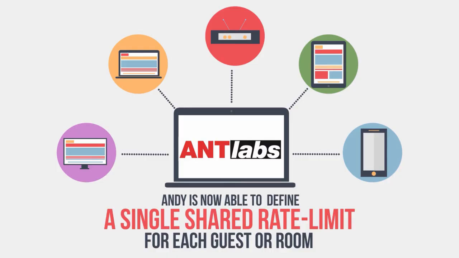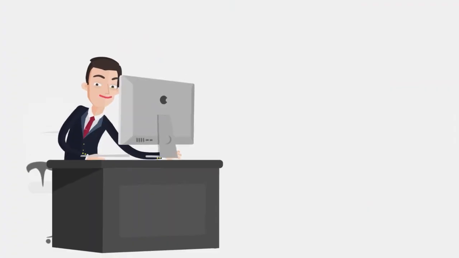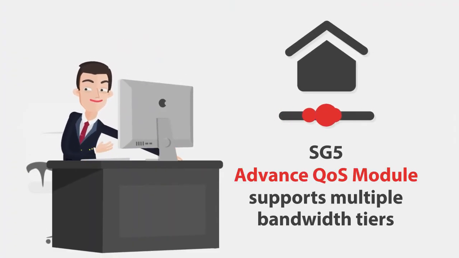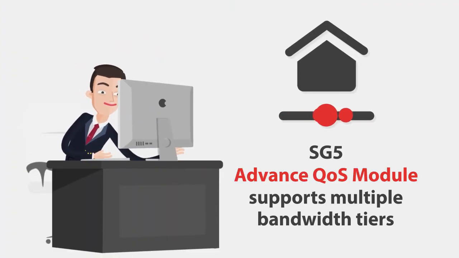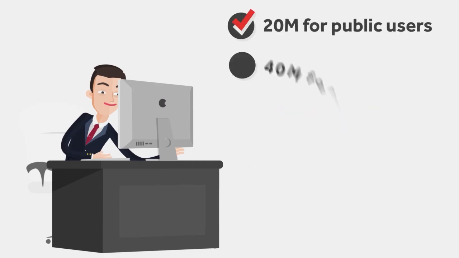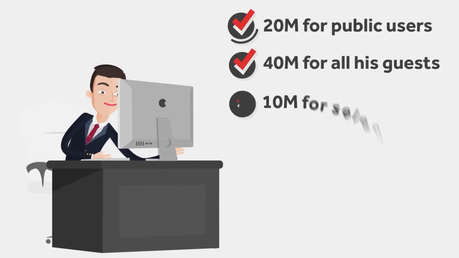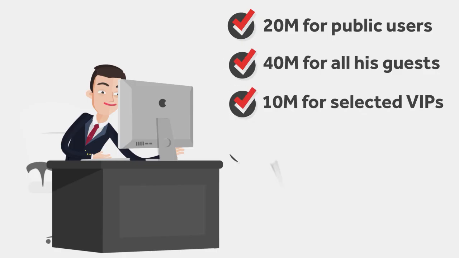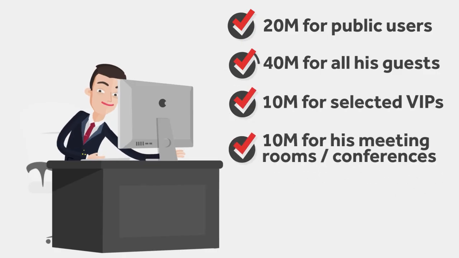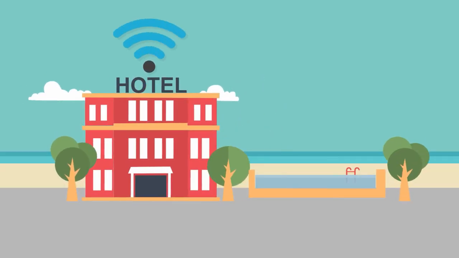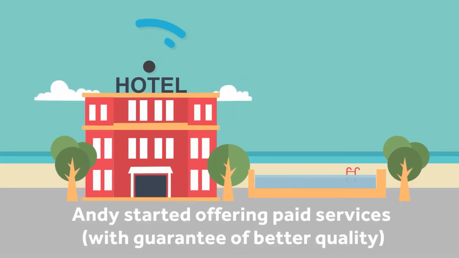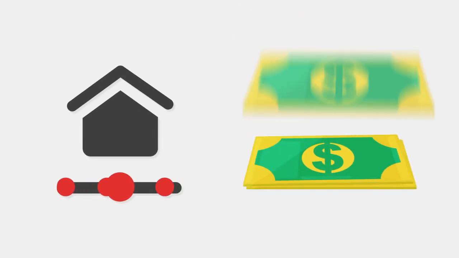In addition, the SG5 Advanced QoS module supports multiple bandwidth tiers, which allows Andy to segregate his total bandwidth: 20 MB for public users, 40 MB for all his guests, 10 MB for selected VIPs, and 10 MB for his meeting rooms and conferences. With this, Andy started offering paid services with guarantee of better quality, which is especially popular with conference and meeting users. This helps to turn the Wi-Fi network into a revenue-generating infrastructure.